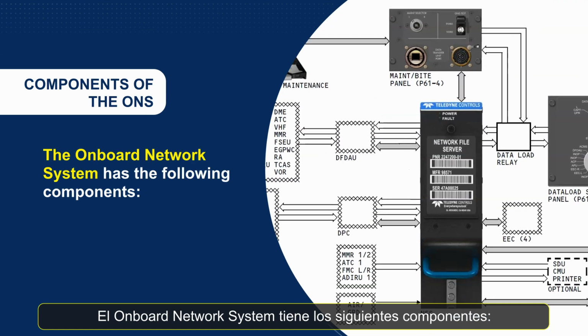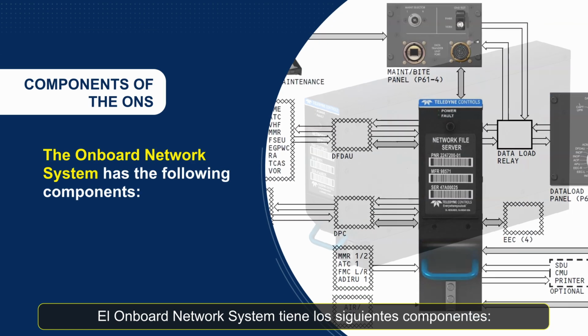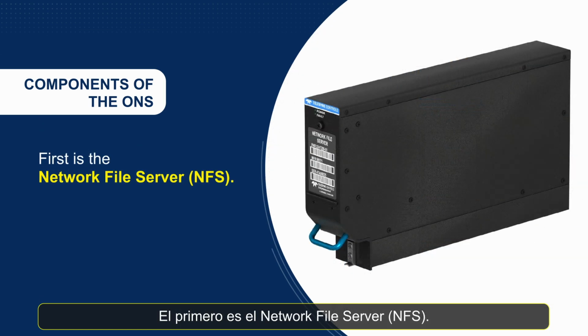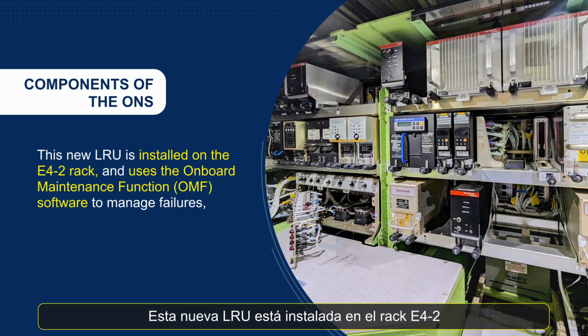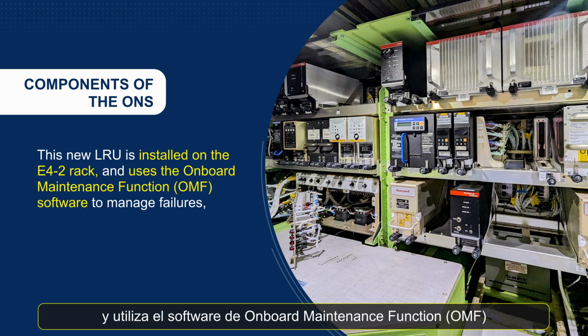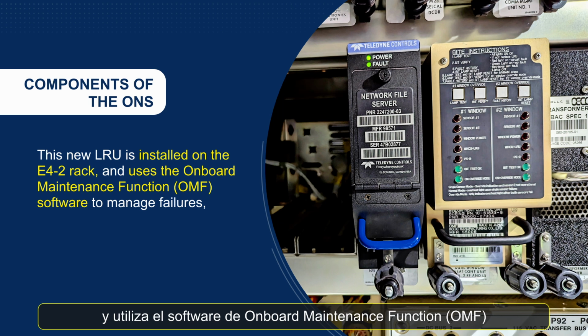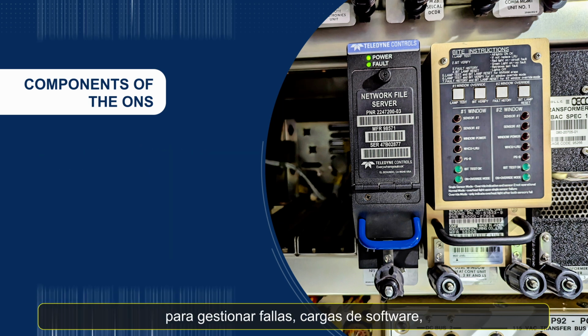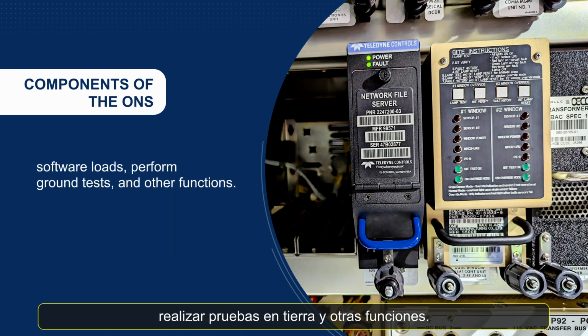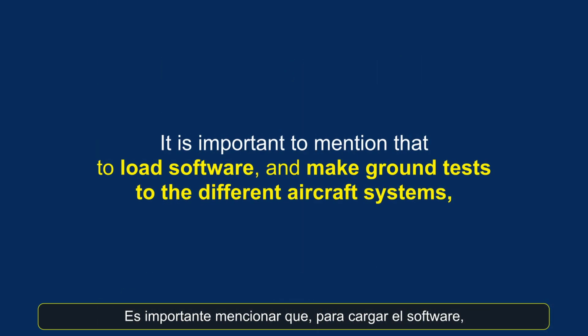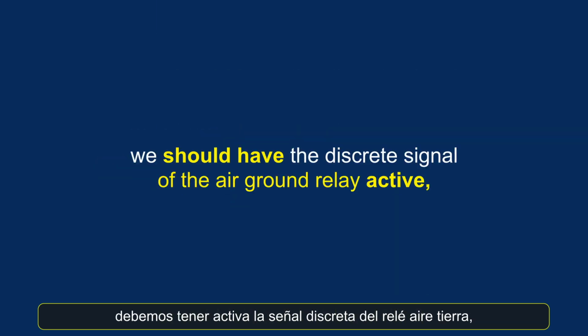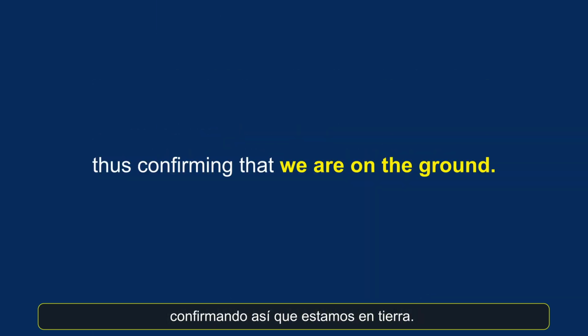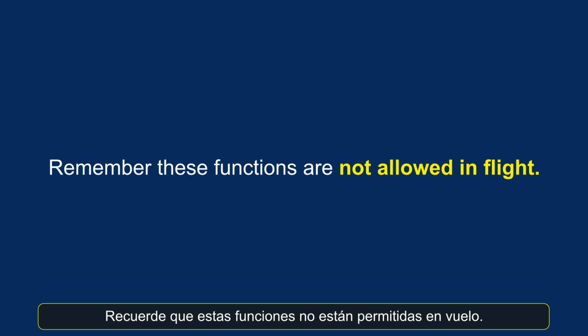The onboard network system has the following components. First is the Network File Server, NFS. This new LRU is installed on the E42 rack, and uses the onboard maintenance function, OMF software, to manage failures, software loads, perform ground tests, and other functions. It is important to mention that to load software and make ground tests on the different aircraft systems, we should have the discrete signal of the air-ground relay active, thus confirming that we are on the ground. Remember, these functions are not allowed in flight.